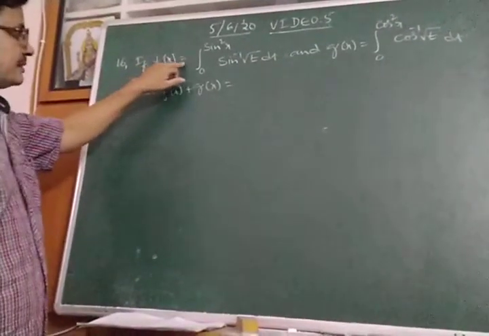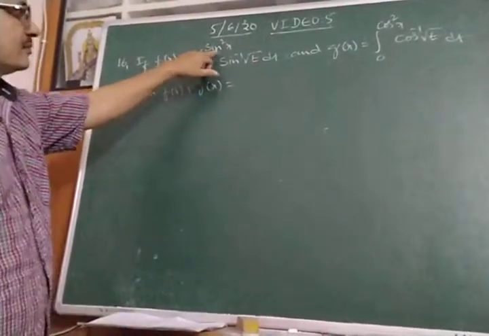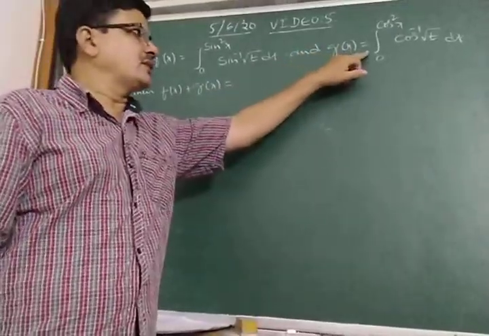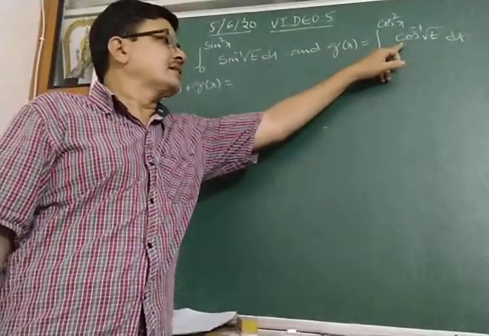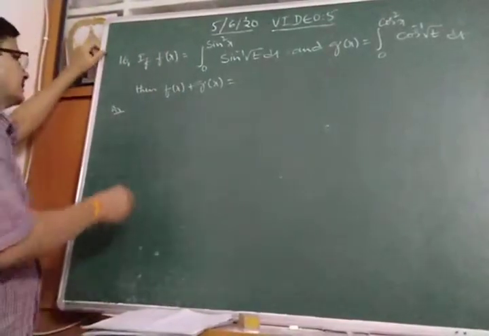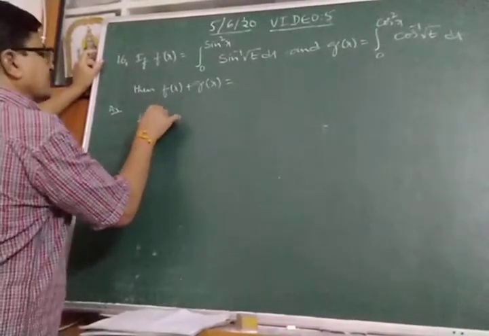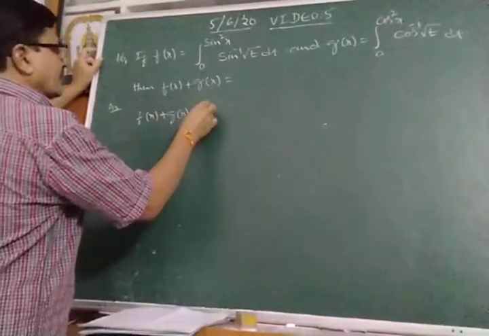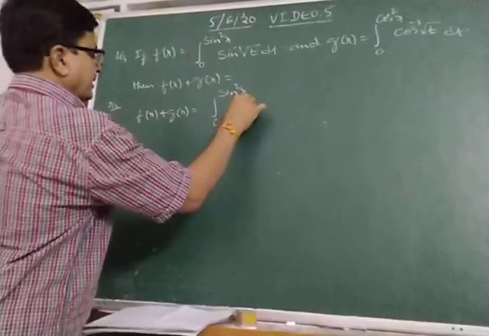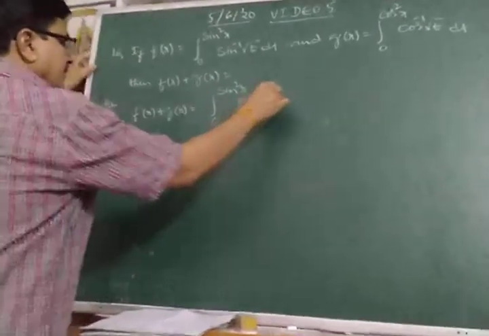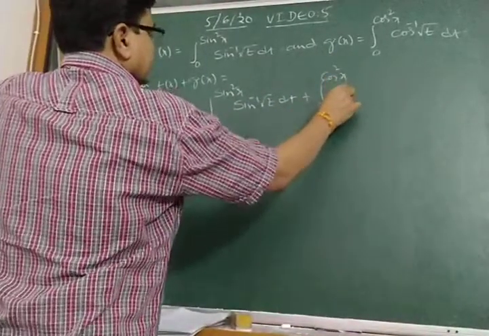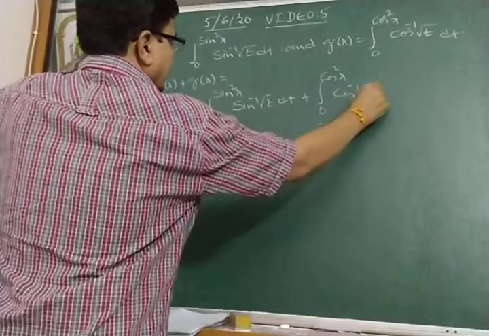If f of x is equal to integral 0 to sin square x of sin inverse root t dt and g of x is equal to integral 0 to cos square x of cos inverse root t dt, then f of x plus g of x is, so we take f of x plus g of x is equal to integral 0 to sin square x of sin inverse root t dt plus integral 0 to cos square x of cos inverse root t dt.